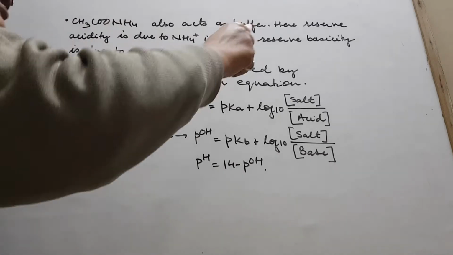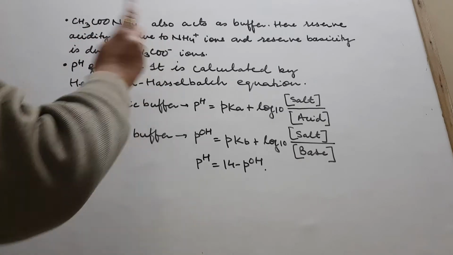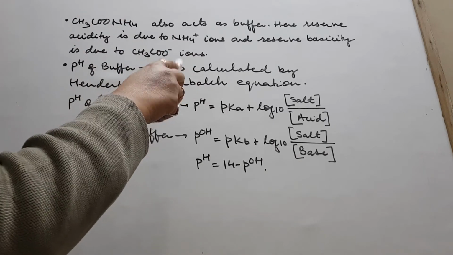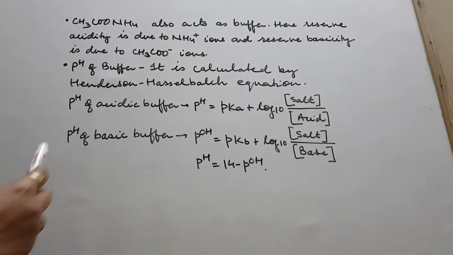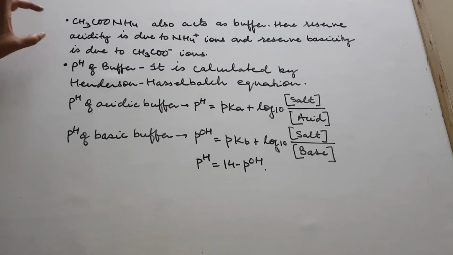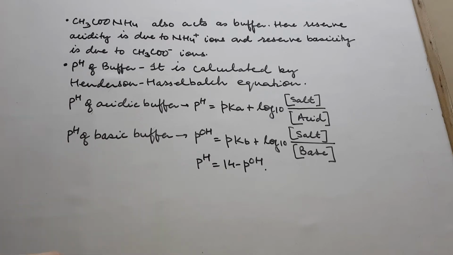And I repeat, when it was basic buffer, the acidity was due to NH4 plus ions. And in the previous case, when it was acidic buffer, the reserve basicity was due to acetate ions. So you have seen that this also shows the buffer action. One may ask you, which among the following will show buffer action or will not show? So remember, we have one acidic buffer, acetic acid and sodium acetate. We have basic buffer, ammonium hydroxide and ammonium chloride. We have third, just the one salt, ammonium acetate. So all three will show buffer action.